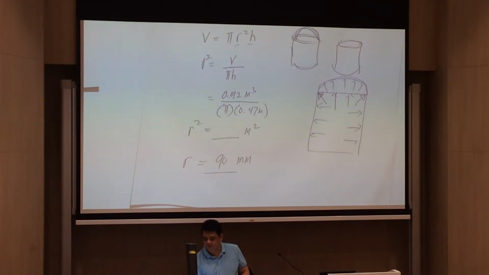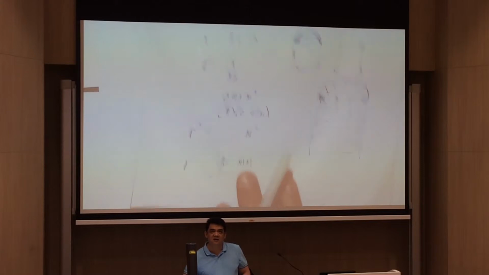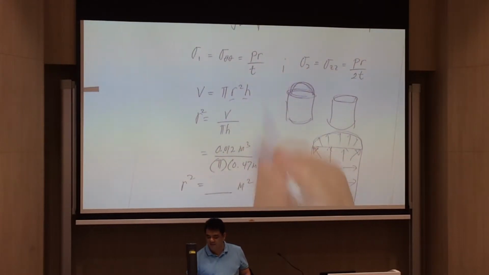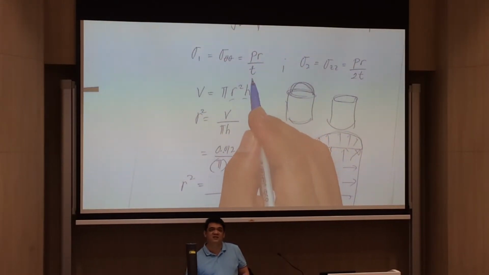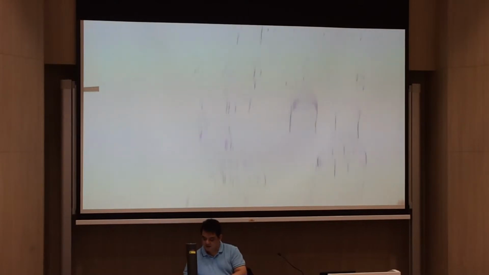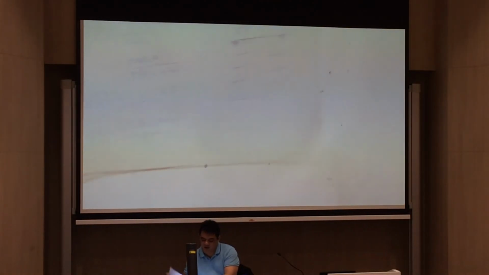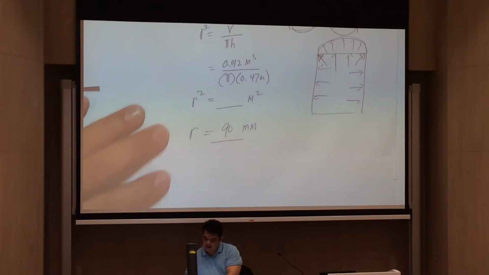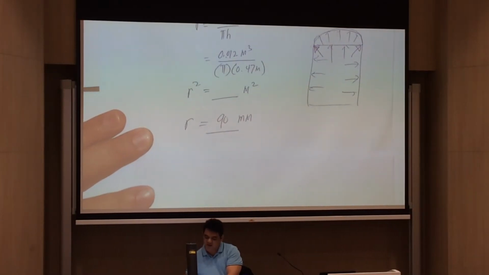Next, so I got R. So I have P, I have R. So now it's just the thickness, yes? I think we had a similar problem last time. We're just going to substitute the values now.